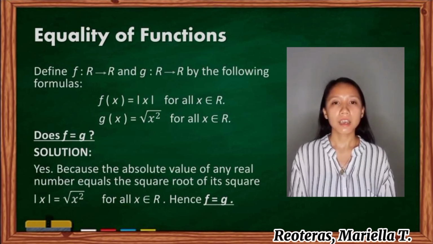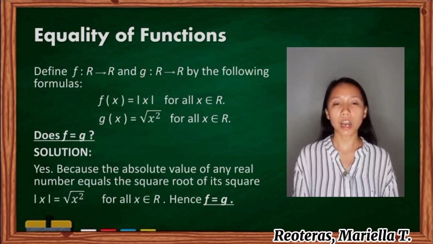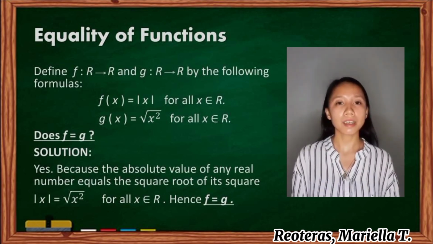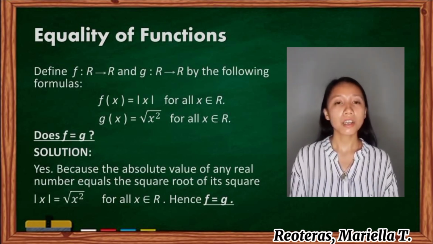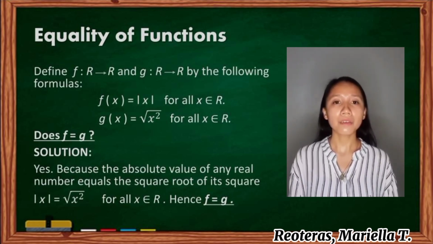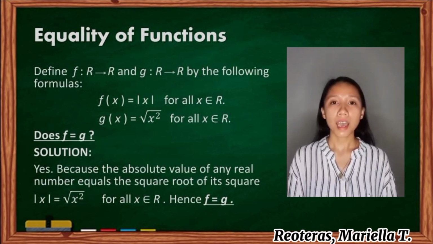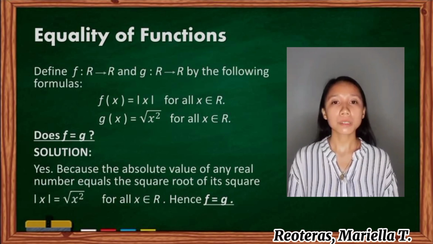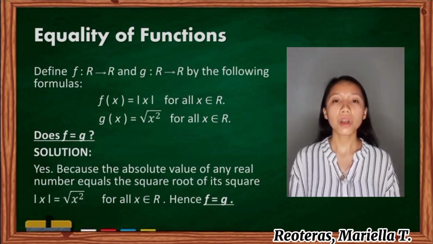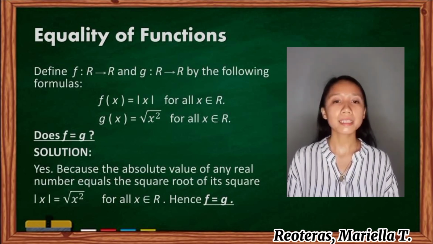Equality of functions. Define f colon R to R, the set of the real numbers to the set of the real numbers, and g colon R to R by the following formulas. f of x equals the absolute value of x for all x elements of R. g of x equals the square root of x squared for all x elements of R. Thus f equals g. Let's see the solution.